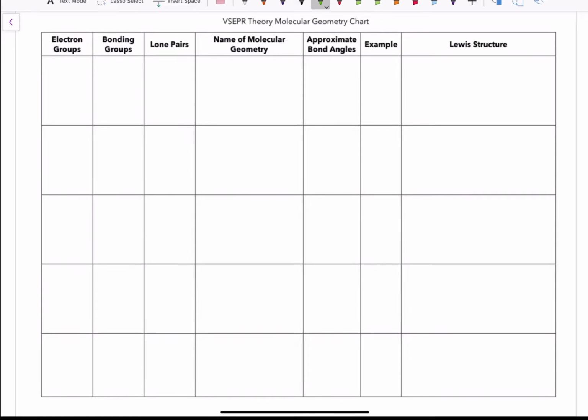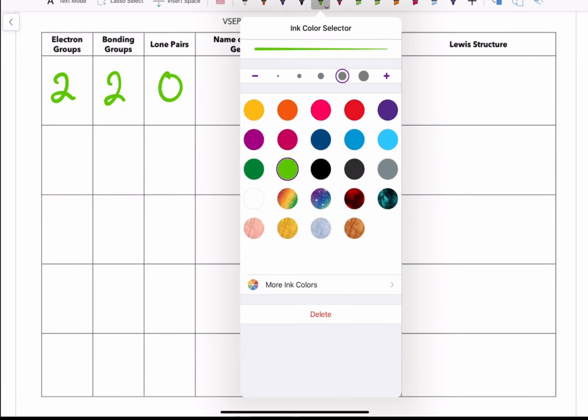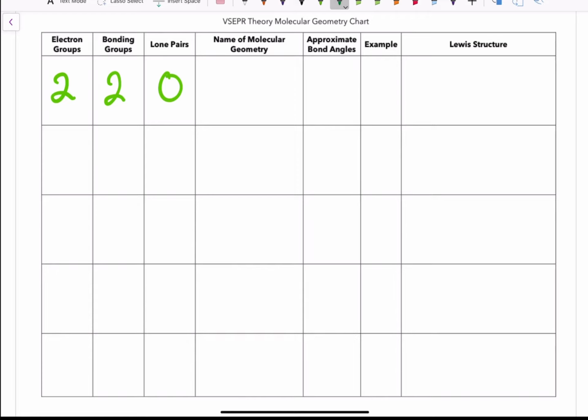So up first, we're going to look at something that has 2 electron groups, 2 bonding groups, and 0 lone pairs. If you have 2, 2, 0, 2 electron, 2 bonding, 0 lone pairs, you have a shape called linear.